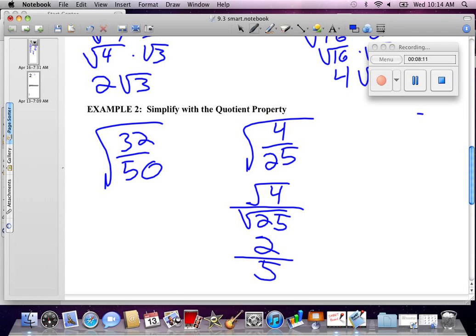That's it. Now we're going to do the next ones, which are hard. Okay? Don't worry about this right now. Do this right now. We've got the square root of 32 over 50. So the first step is to separate them. Square root of 32 over the square root of 50.